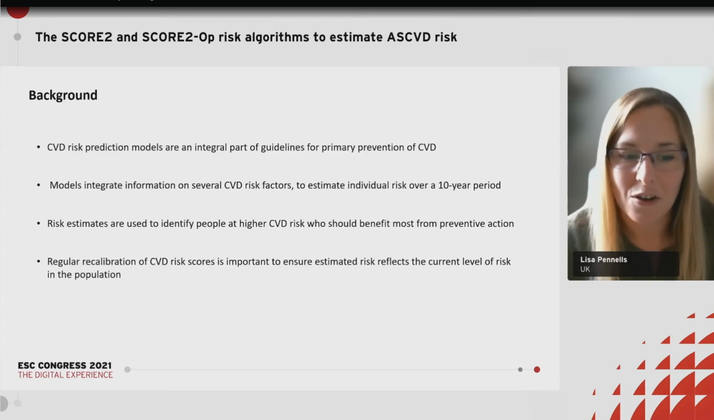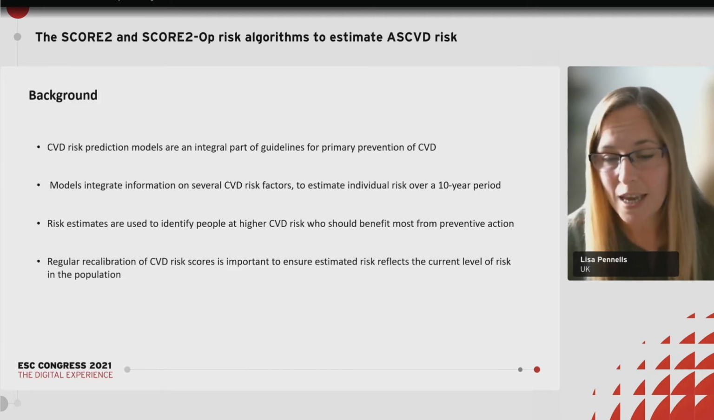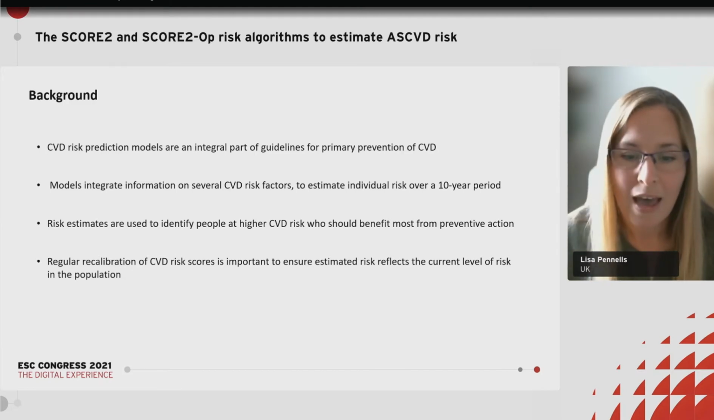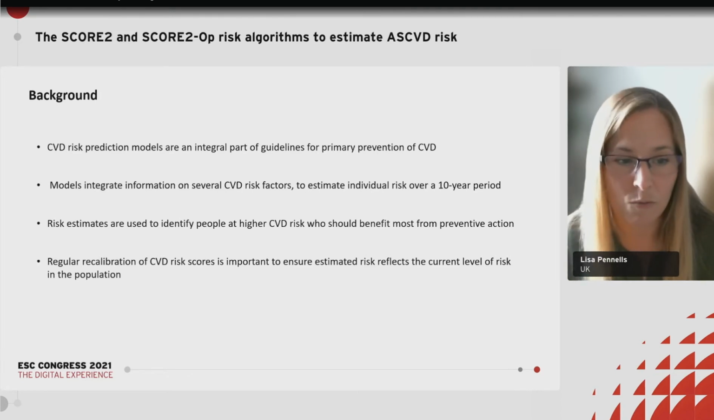Regular recalibration of CVD risk scores is important to ensure that the estimated risks from these models really reflect the current level of risk in the population. And this last statement really refers to a key aspect that we've included within SCORE2 and SCORE2-OP.